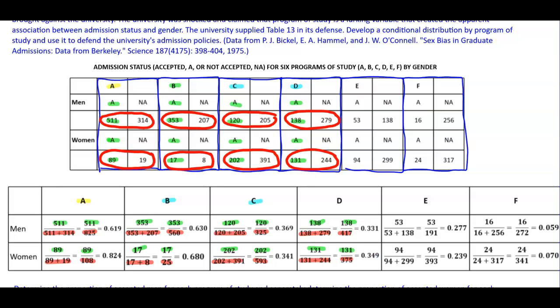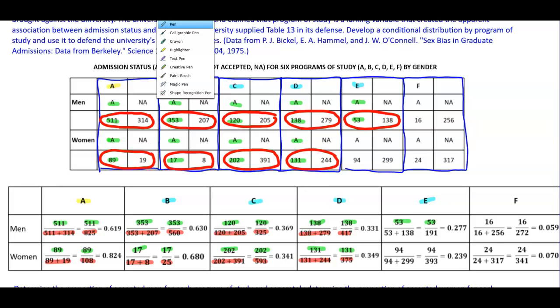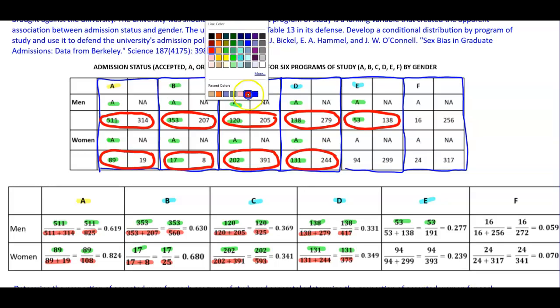Okay, next we're going to take a look at Program E. So how many were accepted for men in Program E? Well, we can see that 53 were accepted. And then we're going to find the total of men in that program, which is taking 53 and adding 138. So 53 plus 138 gives us 191. 53 divided by 191 gives us 0.277.